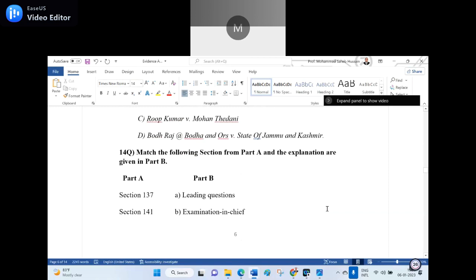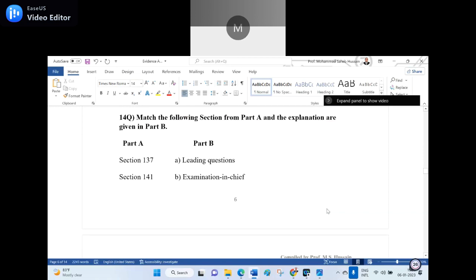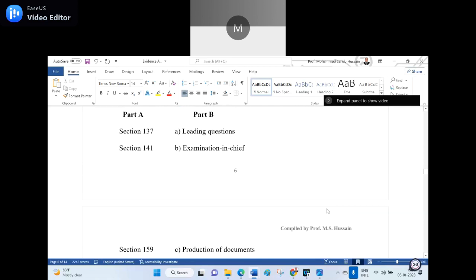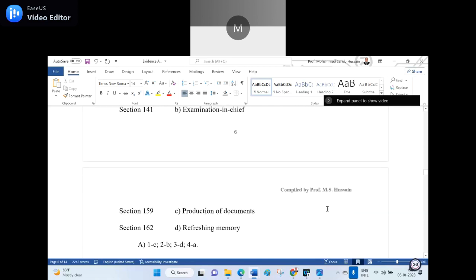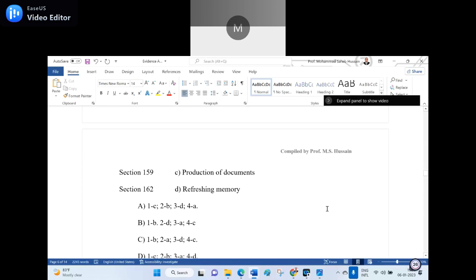Now 14th, match the following. Section part A and the explanations are given in part B. Section 137, Section 141, Section 159, Section 162. Part B: A, leading question. B, examination in chief. C, production of document. D, refreshing memory. Options are given like this. A, 1C, 2B, 3D, 4A. B, 1B, 2D, 3A, 4C. C, 1B, 2A, 3D, 4C. D, 1C, 2B, 3A, 4D.